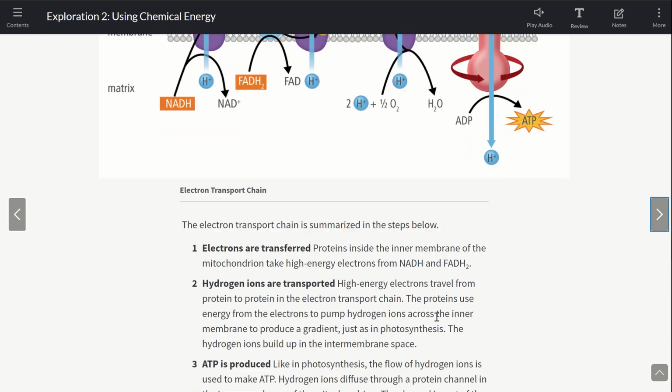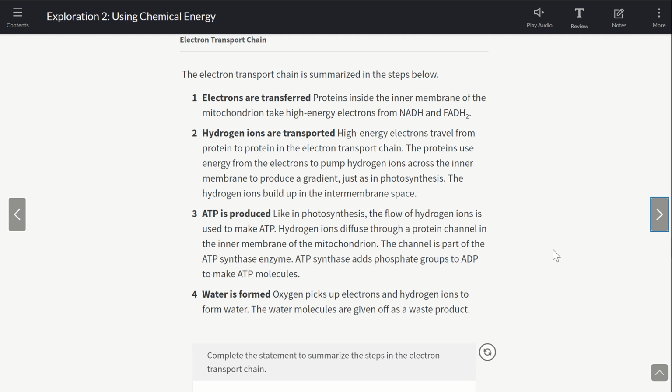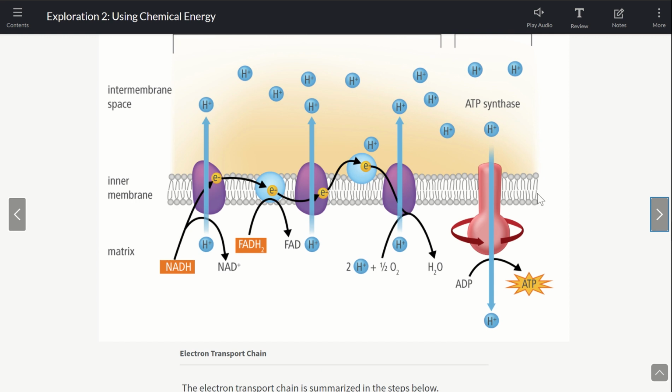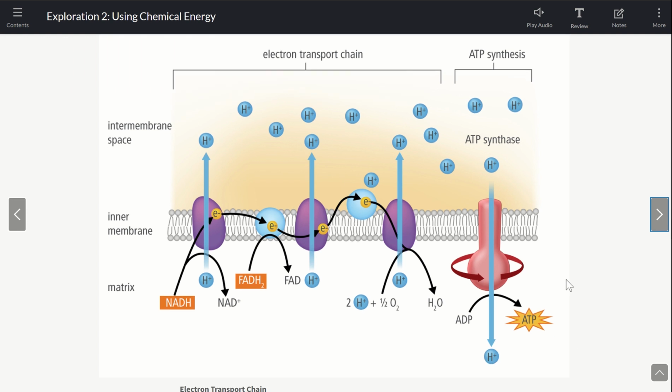All right. Once again, here are the steps in this process. You need to learn to tell the story. These are the steps that you can go through to practice talking about what happens during this third stage, the electron transport chain, and how we use these high energy electrons to create a massive amount of ATP for our cells. All right, so this is the process of cellular respiration as long as there is plenty of oxygen present.